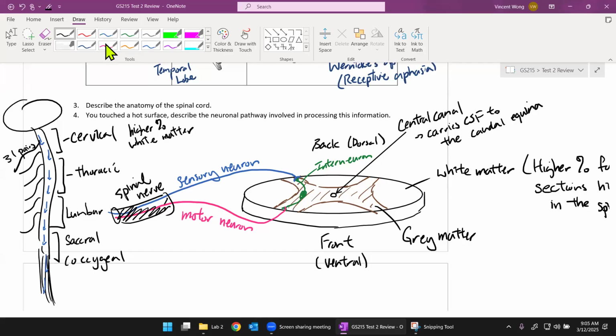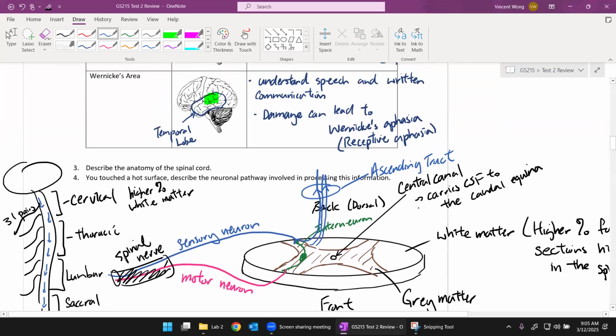Okay, but that's not all. As the sensory information is coming in, it gets processed by the interneuron, but this is going to go up, right? It's going to go up at the back. And you have multiple ones coming in, maybe from a lower section, and they all bundle up and go up to the brain. And this here is the ascending track. A track is just a bundle of axons within the central nervous system.